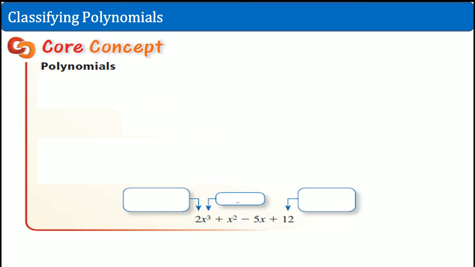Alright, welcome. This is the 7.1. Here you're going to be classifying the polynomial. Okay? So, let's go over the core concept. What is a polynomial?